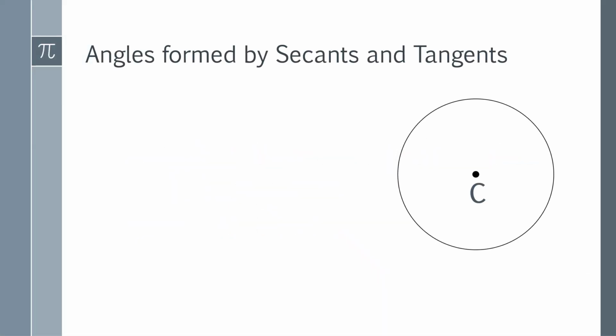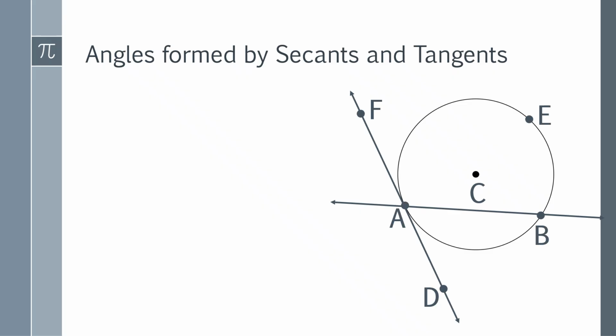So, let us have here a figure on your right. There is a circle with center C. Now, let's have a secant line and a tangent line. And these two lines meet at one point, and the location of their intersection is on the circle. Let's have point A, and let us have other points on this figure.